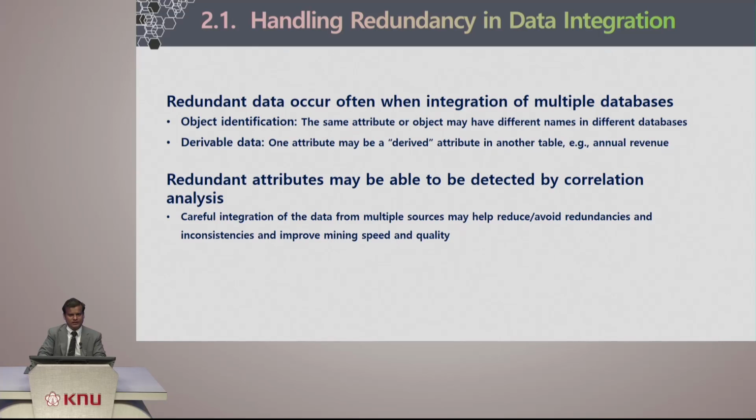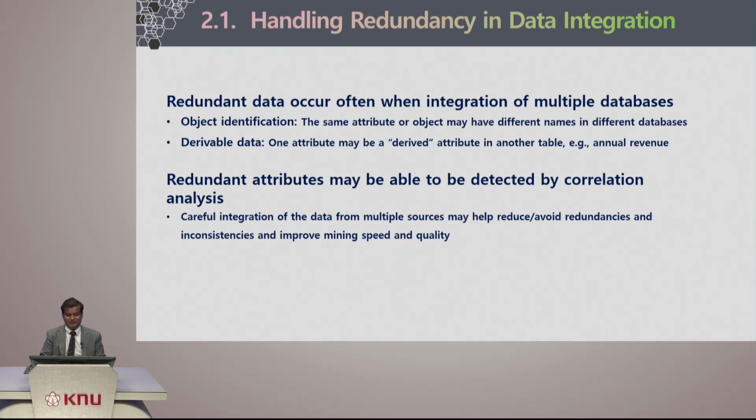Likewise, handling redundancy in data integration is another part, because redundant data occurs often when integration of multiple databases happens. For example, we talked about integrating customer ID, customer name, customer phone numbers, or all information together from one database, and then you have the same customer information coming in from another database. So when you integrate multiple databases, sometimes you repeat the same data, and redundant data happens.